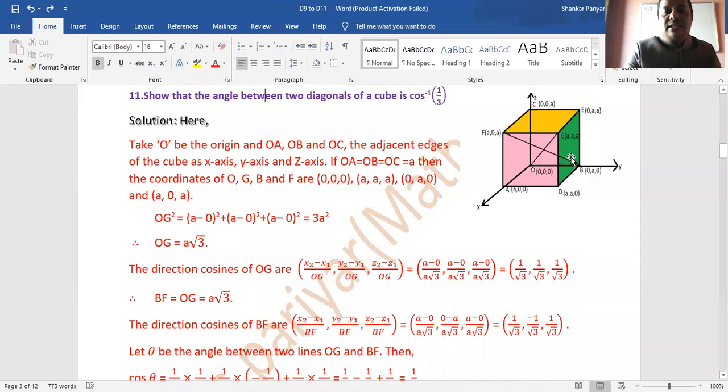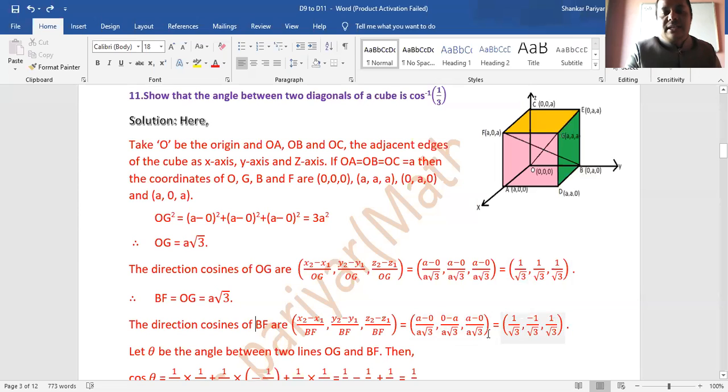The directional cosine of BF, the formula is also the same: x2 minus x1 by distance of BF, y2 minus y1 by its distance, z2 minus z1 by its distance. Therefore, BF and OG are equal. For B, suppose x1, y1, z1, and for F, x2, y2, z2. x2 means coordinate of F, a minus 0 by a root 3. y2 means 0 minus a by a root 3. z2 means a minus 0 by a root 3.